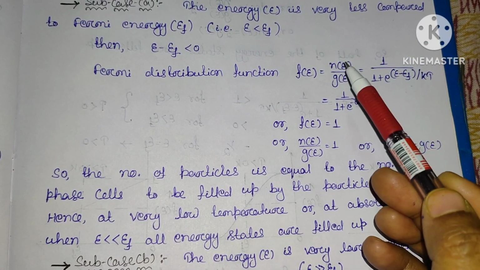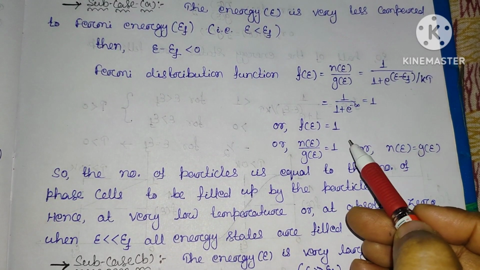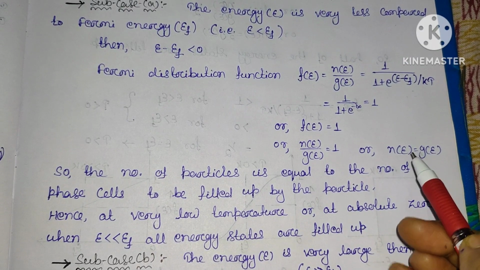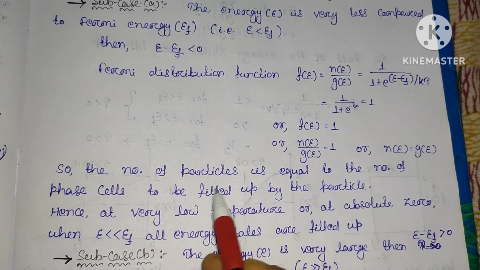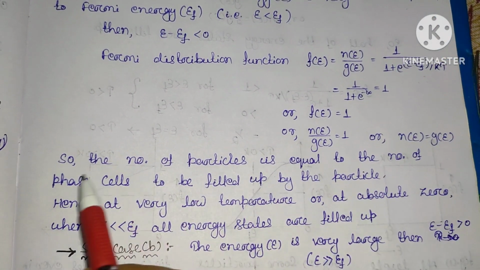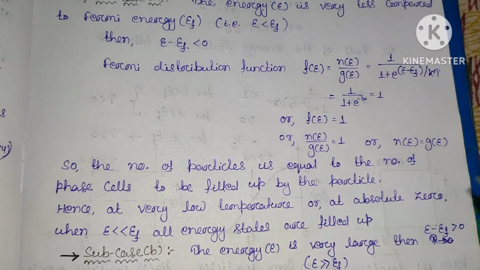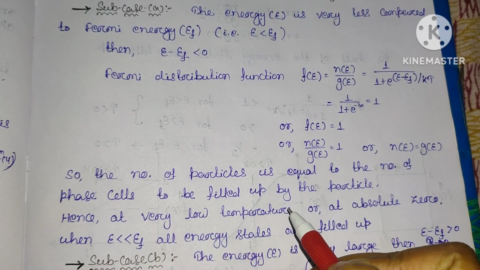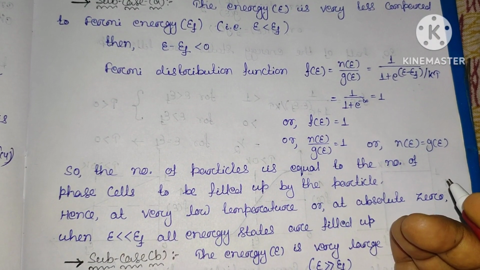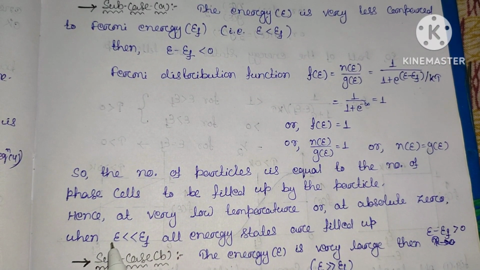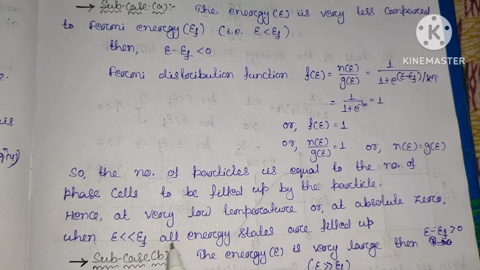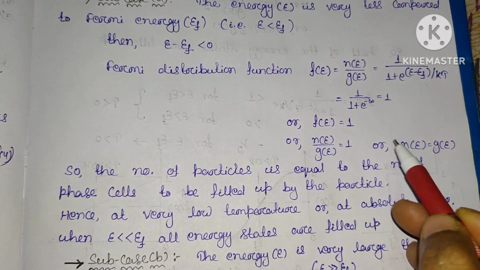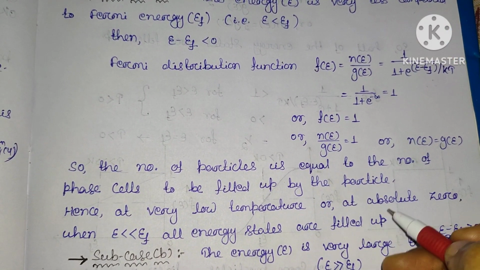f of E means n of E divided by g of E, that is equal to 1. Or you can say that n of E will be equal to g of E. It means that the total number of particles will be equal to the number of states that are to be filled up by the particles. At very low temperature, or at absolute zero temperature, when the energy is very much less than EF, all the energy states are filled up. It means that n of E equals g of E represents this.